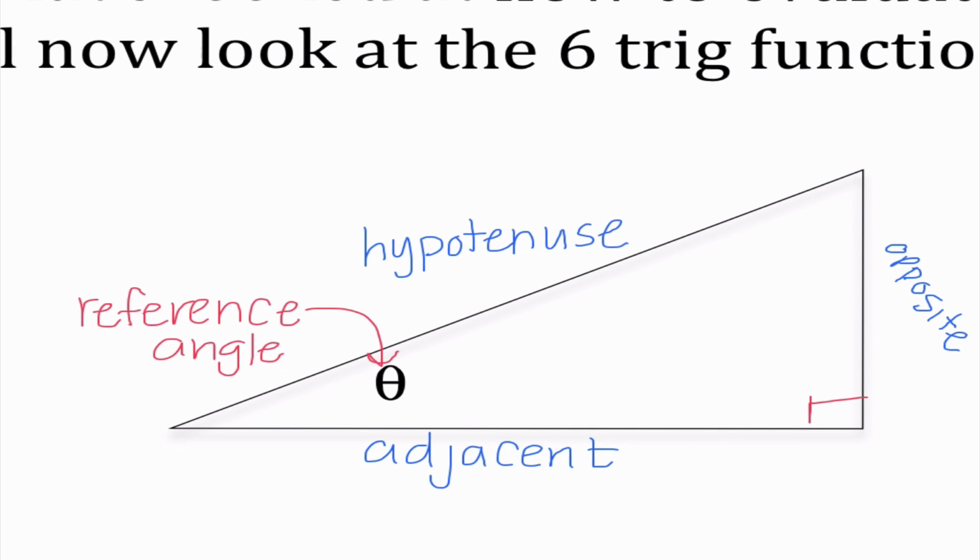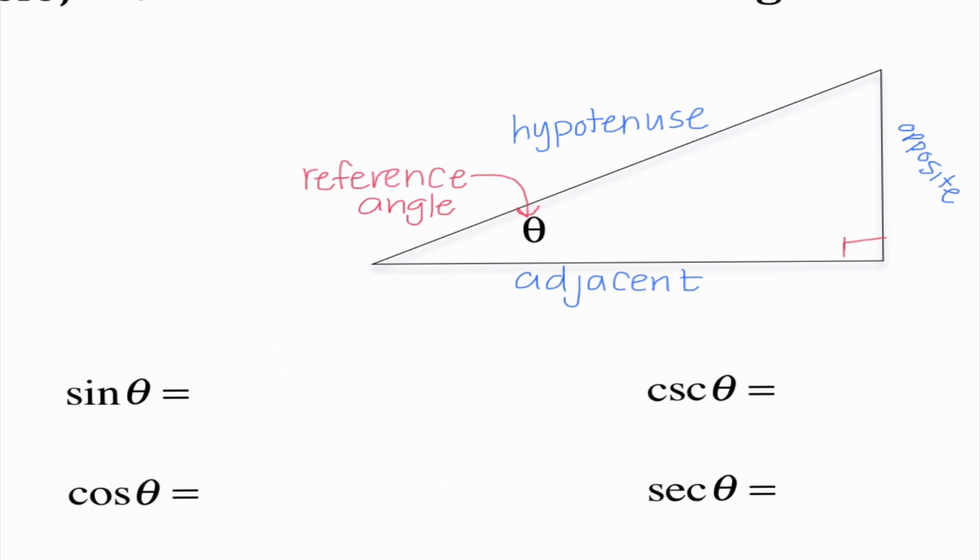Even if you guys feel super confident in this, often I will label the opposite, adjacent, and hypotenuse just to make sure that I'm not making any little mistakes in finding our trig functions. With those sides in mind, we are now going to talk about how we find the 6 trigonometric functions.